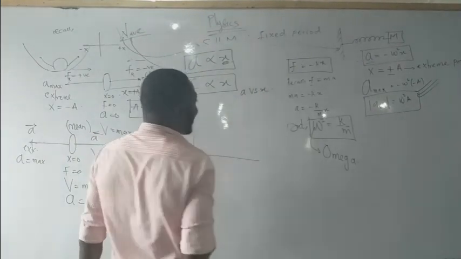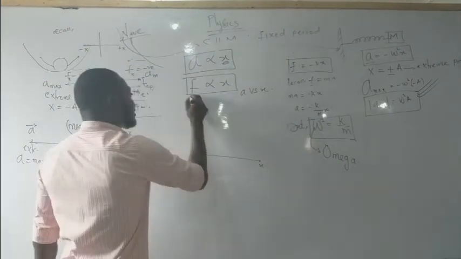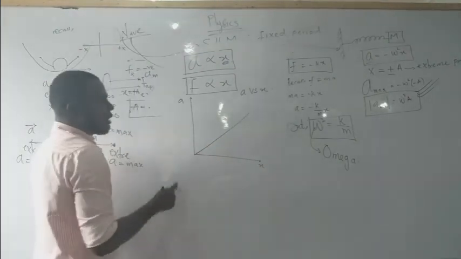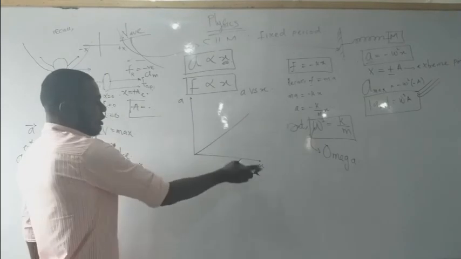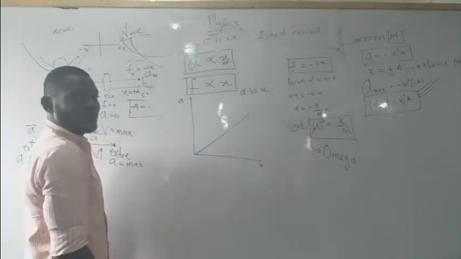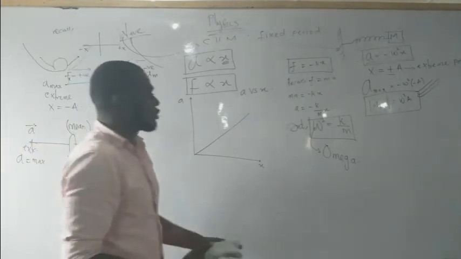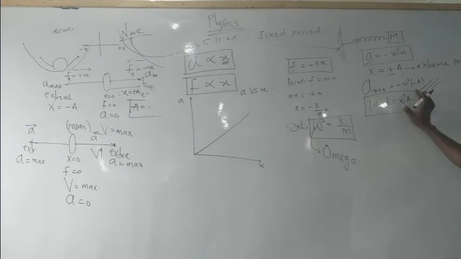Okay? So we have the graph of acceleration versus displacement. This is displacement, this is acceleration. It's just going to be a linear graph: as displacement increases, acceleration increases. So the maximum acceleration is equal to this.